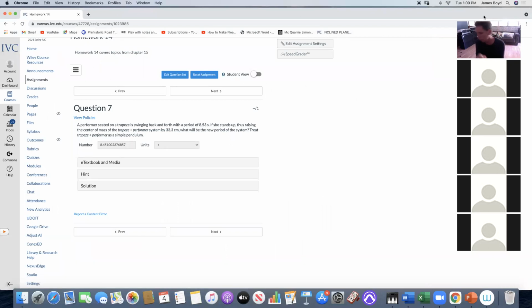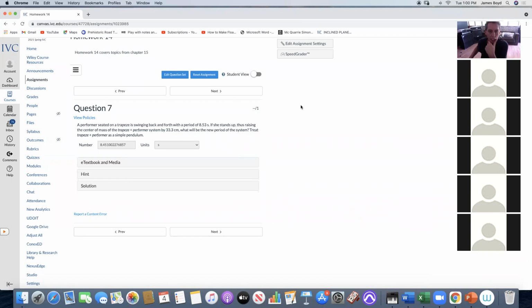Once you do that, plug the new length in by taking the length minus. It's minus because she stood up, so she got closer to the axis of rotation, which means L had to decrease by, for me, 33.3 centimeters. But remember to put it in meters.